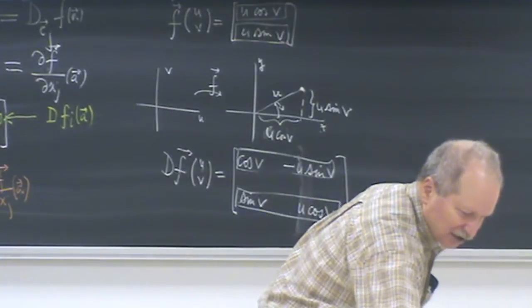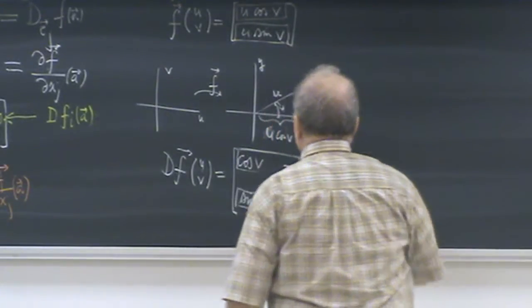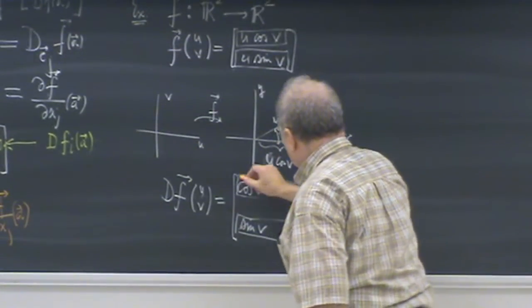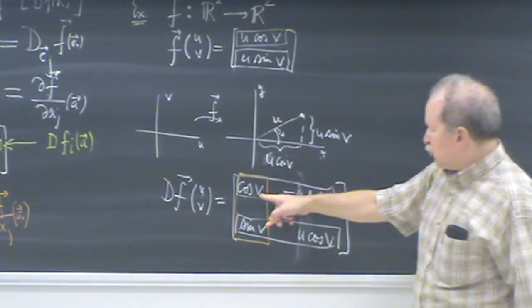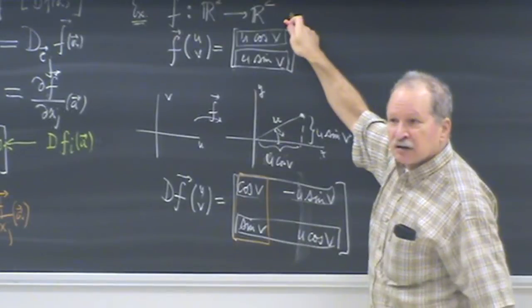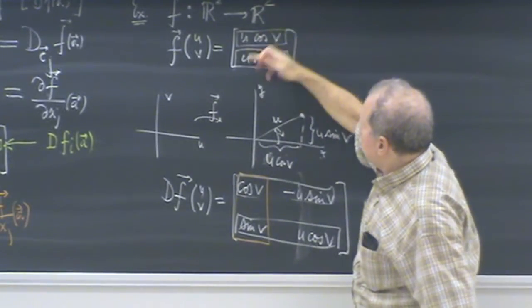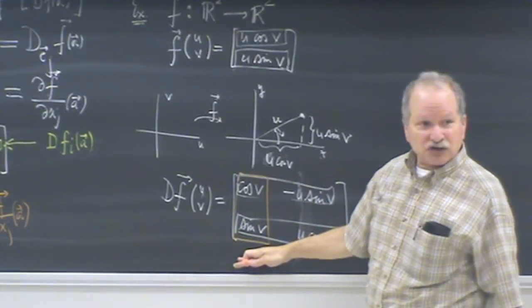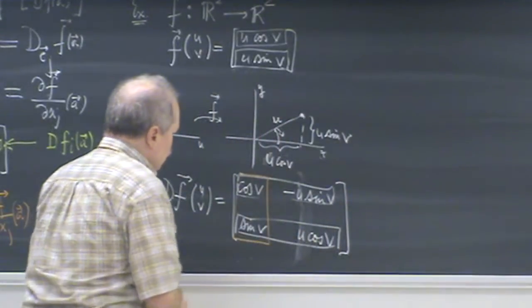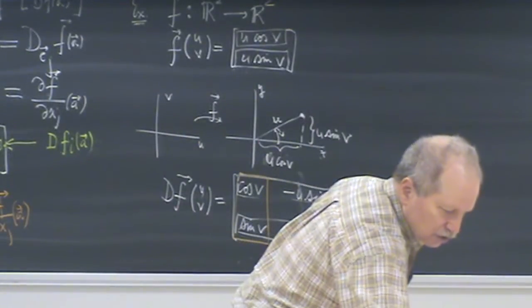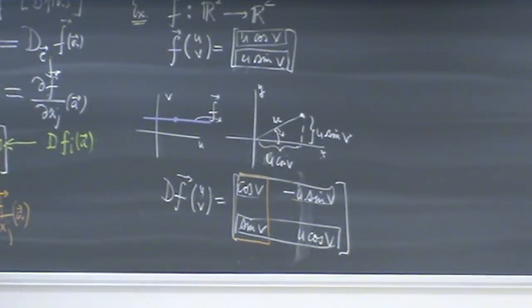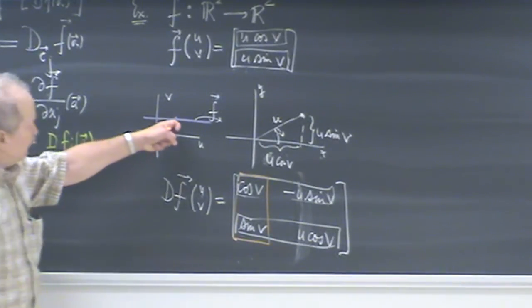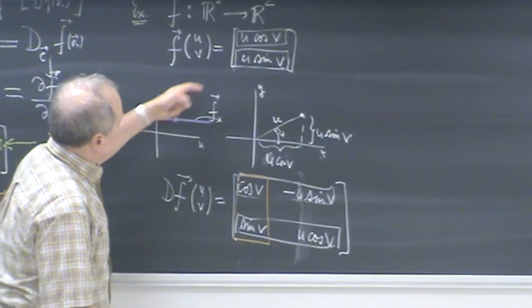But what I wanted to comment here is, suppose you look at this column. What you're doing is you're taking the derivative with respect to u of this function. You differentiate this vector function with respect to u, you get cosine v, sine v. What is that geometrically? What does it mean to take the partial with respect to u? Here you are at a point, how do you take the partial with respect to u? Well, you fix v and vary u and take the derivative. Right, so I'm fixing v, varying u. What does that map to under this mapping?